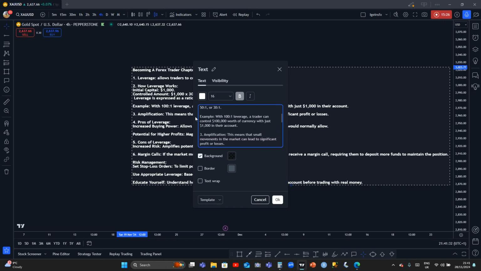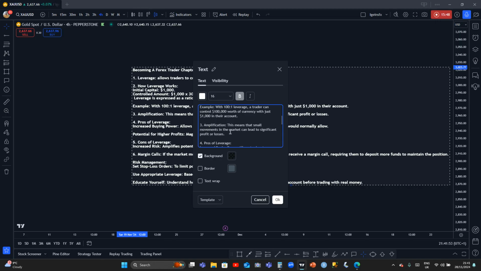Let me still give an example again. With 100 ratio 1 leverage, a trader can control $100,000 worth of currency with just $1,000 in their account. All right, I hope it's clear. Let's move to another point because of time.